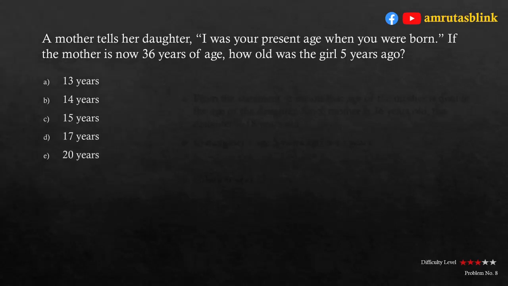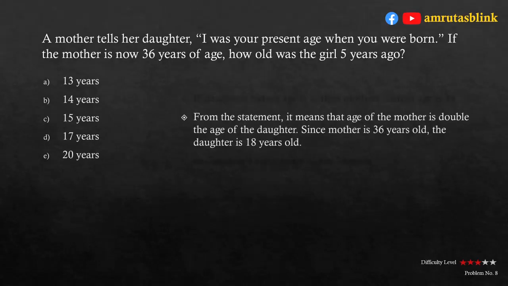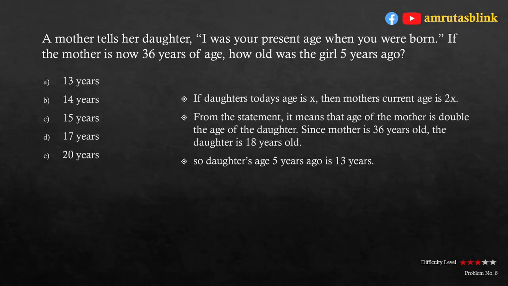We will read out the problem once again. First of all, we will try to decode the problem. A mother tells her daughter, I was your present age when you were born. If the mother is now 36 years of age, how old was the girl 5 years ago? From the problem, let us try to decode it. The mother is telling her daughter that I was your present age when you were born.